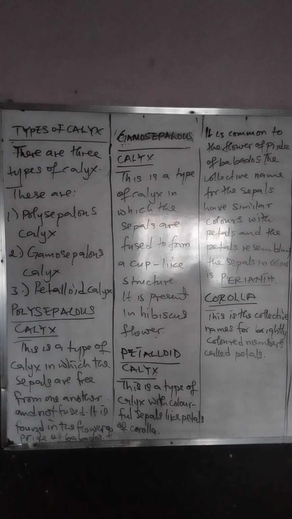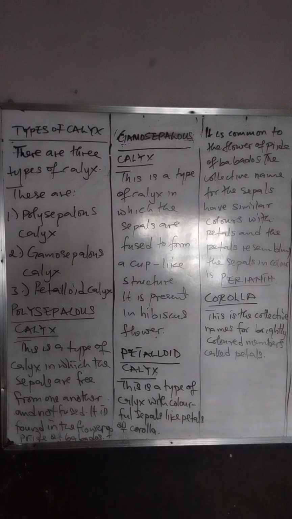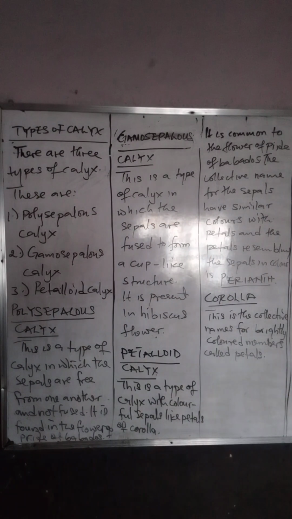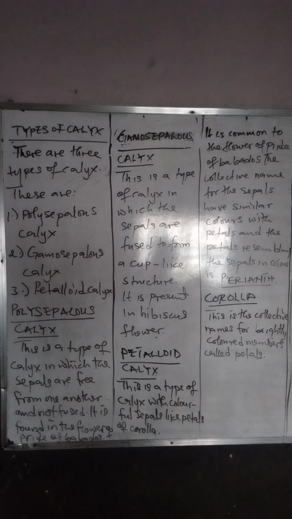Then that of Pride of Barbados, how many petals? So the brightly colored parts, this one. So this brightly colored part, they are the what? They are the petals. So that is that.